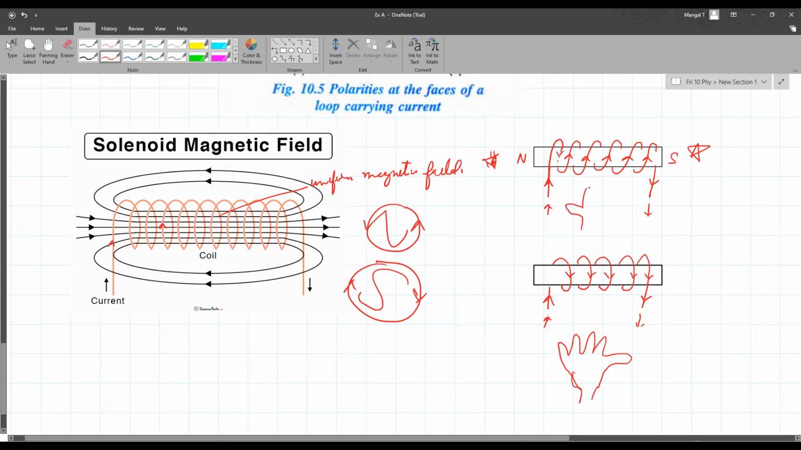Here it was the back of your hand, right? So here the palm is facing towards you. And then you curl your fingers such that they are in the direction of this current. And your thumb is to the right side. Therefore, this will be north and this will be south. So this is very important for you to understand the direction of the magnetic field, how to determine the polarity of the magnetic field.